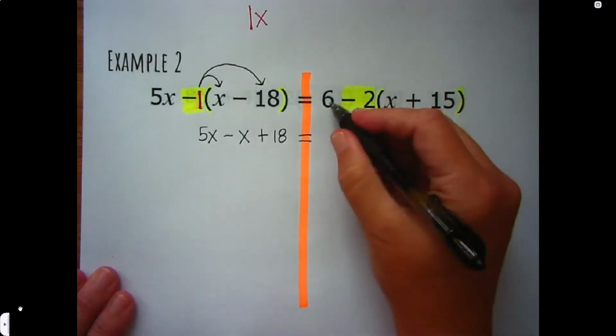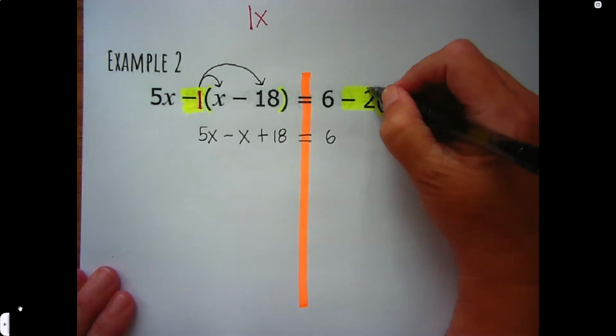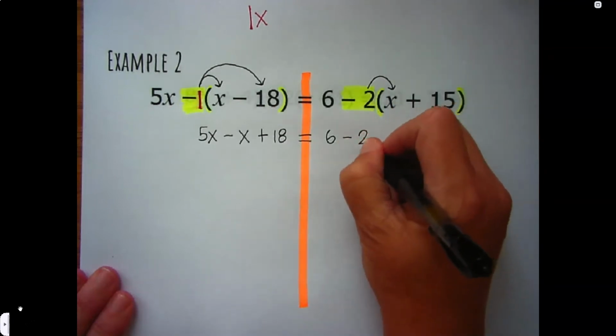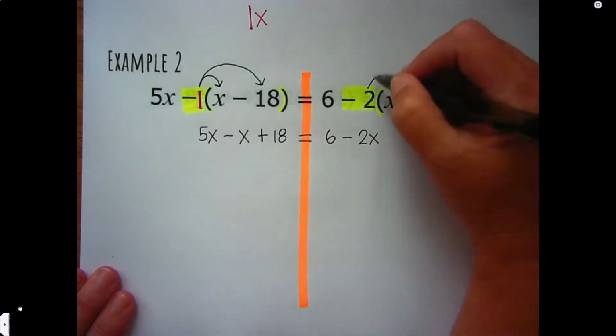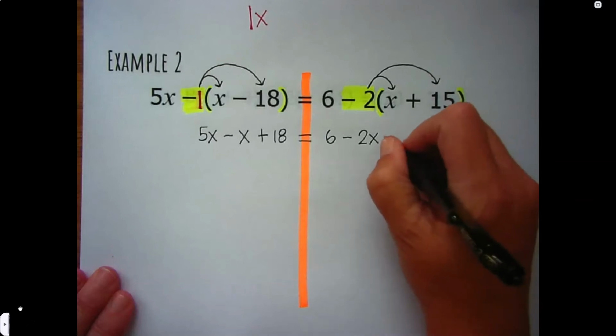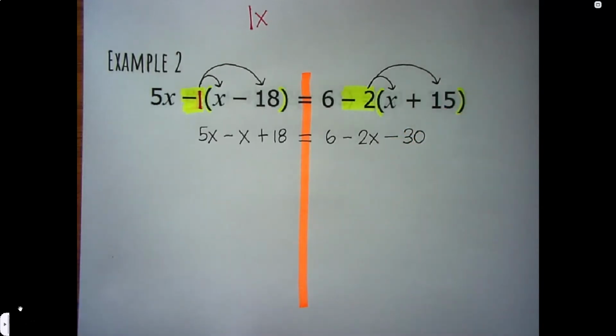All right, on the other side, the 6 is going to move down. We're not doing anything with him right now. We're going to do negative 2 times X, which is negative 2X. And we're going to do negative 2 times positive 15. That is negative 30. So notice, if things are positive, I put pluses. If they're negatives, I put minuses. So we have distributed. We have made our parentheses go away.